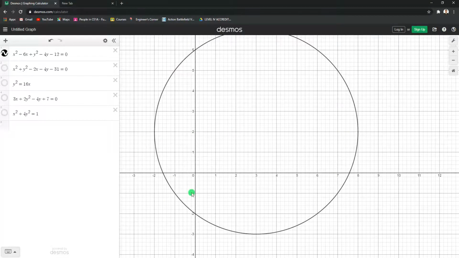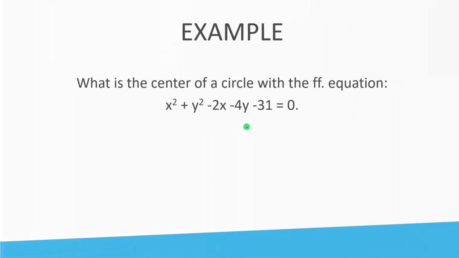Next, another example. What is the center of a circle with the following equation?